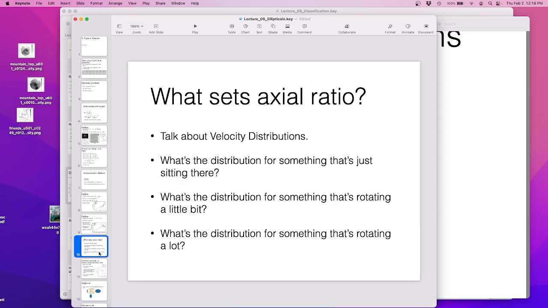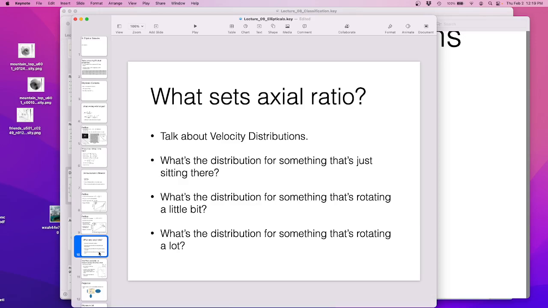I like these questions. Thanks, pass me. Let's talk about velocity distributions for a second. So, what sets the axial ratio of this galaxy here? Why is it longer this way than it is this way?